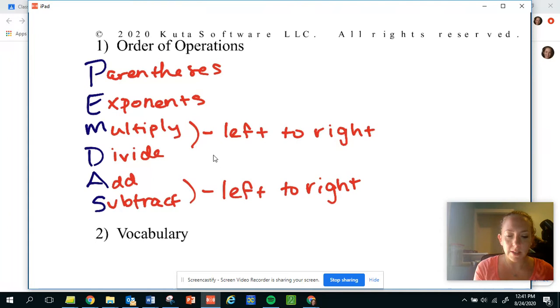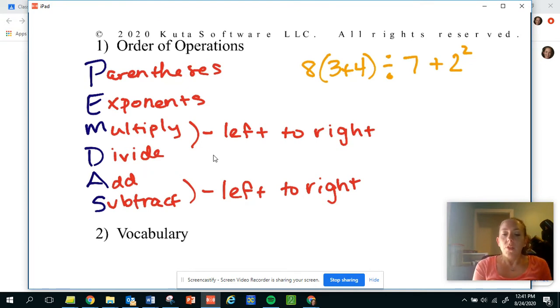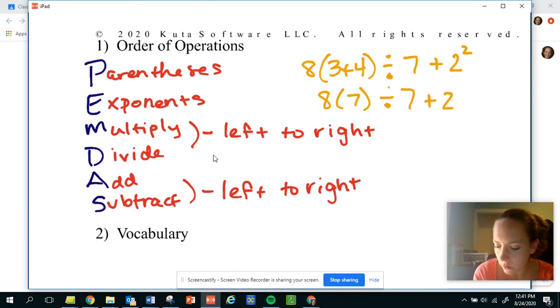So an example of this would be, let's say we have plus 4 right there plus 2 squared. Okay, let's do that. The first thing we would do here would be the parentheses. So we would want to go ahead and add that 3 and the 4. So 8 times 7 divided by 7 plus 2 squared.